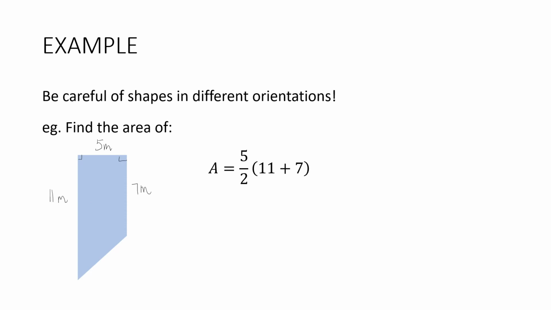Once you know what's what, it's pretty easy. Okay, there's our perpendicular height over 2 and then 11 plus 7. 11 and 7 is 18. A half of 18 is 9. 5 nines, 45 meters squared.